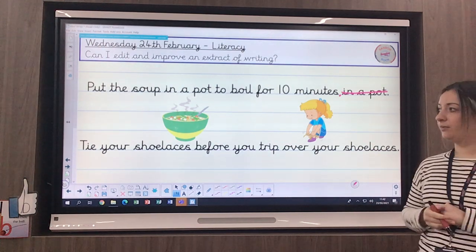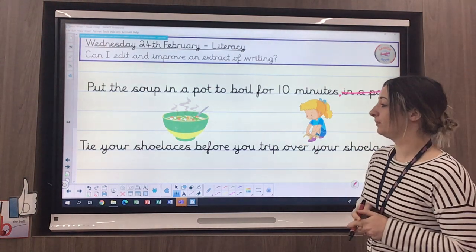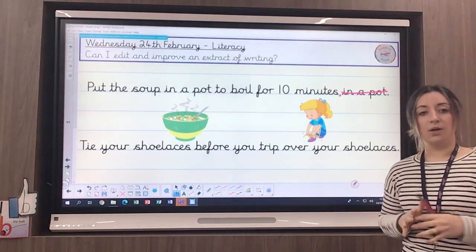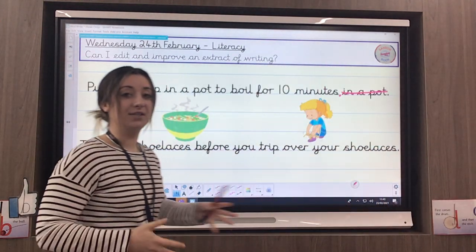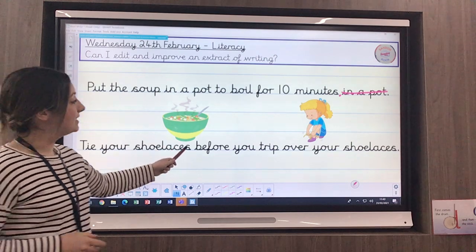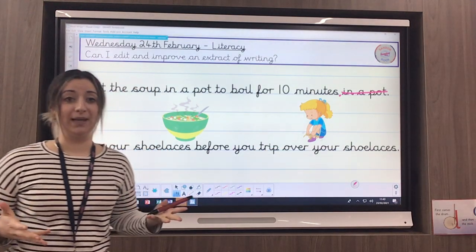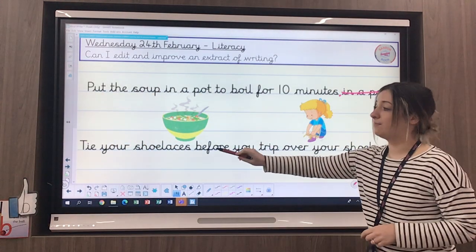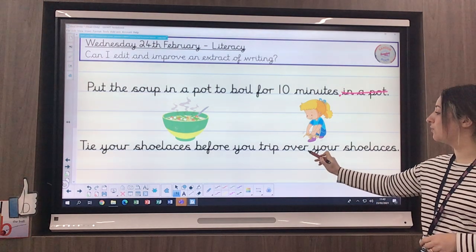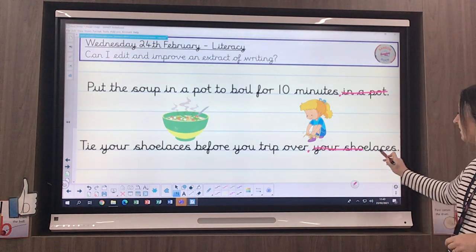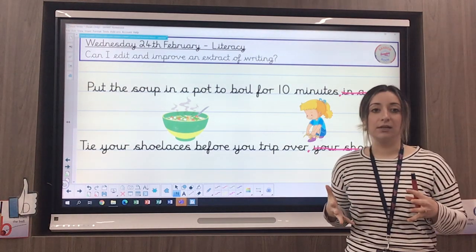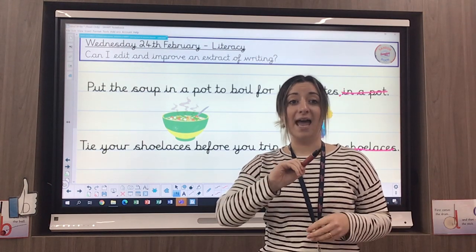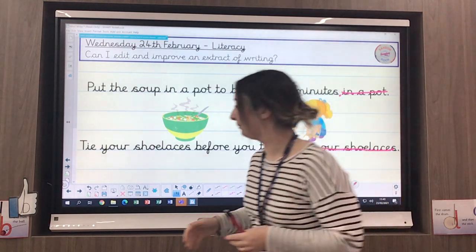Okay, let's have a look at our final one for today. Tie your shoelaces before you trip over your shoelaces. So where are my repeated or unnecessary words in this sentence? Tie your shoelaces before you trip over your shoelaces. I've repeated shoelaces twice, haven't I? So I'm going to just shorten my sentence to: tie your shoelaces before you trip over. Your shoelaces is unnecessary words that we don't need. So when you come to do this in your books, I want you to have a look at those unnecessary words and can you cross out where you don't need them.